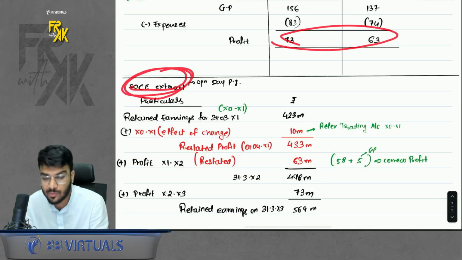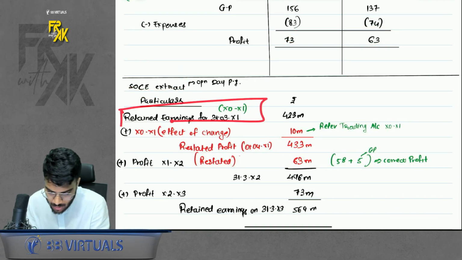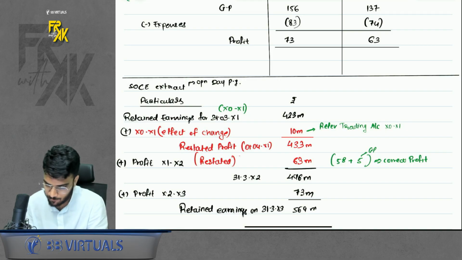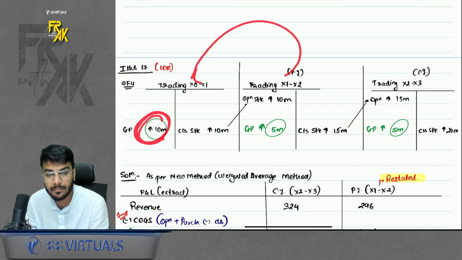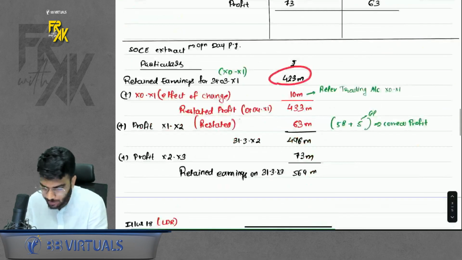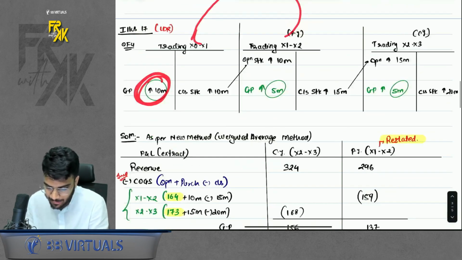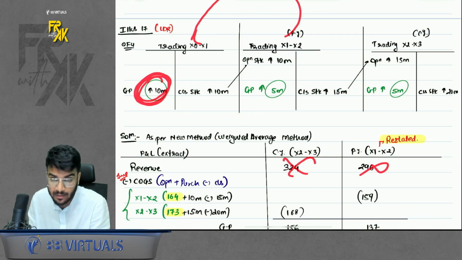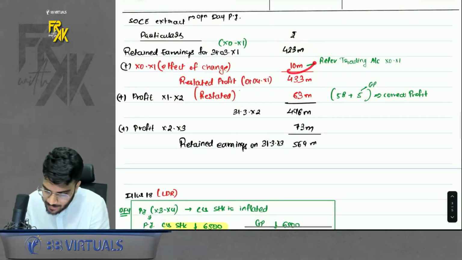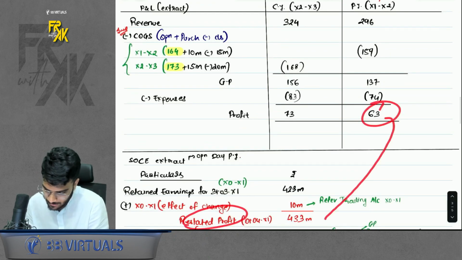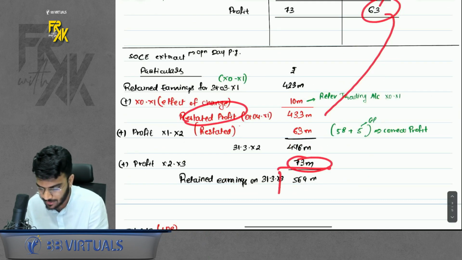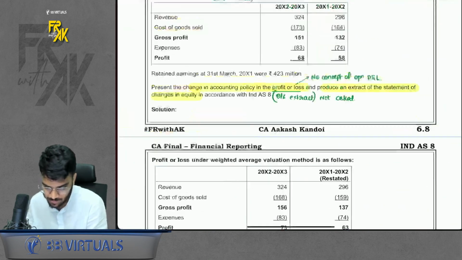Then when you are preparing the SOCE extract, you are given the retained earnings on opening day of previous year, 423. Can I say before previous year also there was an impact of increase in GP by 10 million? Don't forget to give that impact. This impact of 10 million did not come in profit and loss, but has to come in retained earnings directly. So first we will give that impact, and then once you get the restated profit, add previous year's profit and then add current year profits as well. You will get the retained earnings balance. Okay, so simple question, good question.